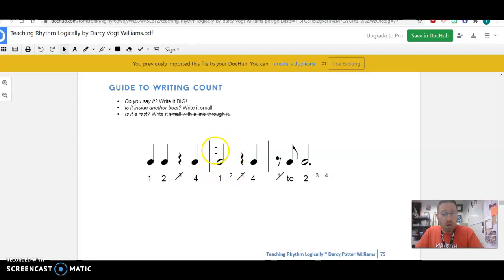When we're dealing with longer notes, such as this half note here, big one, little two. The two is part of that half note, so it's a little number. Little three with a strike through. Rests are small with a line through them. Big four. Little one strike through on an eighth rest here. Big one, we're going to call those ands later. Big two on the dotted half note, and it takes up beats 3 and 4 as well. This is a guide to helping us write in the count.